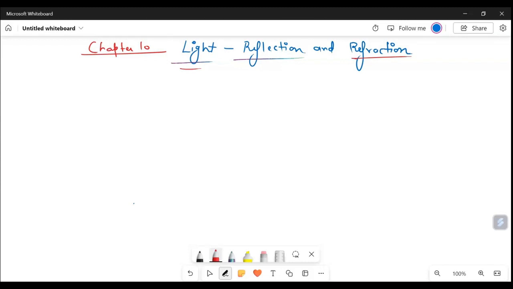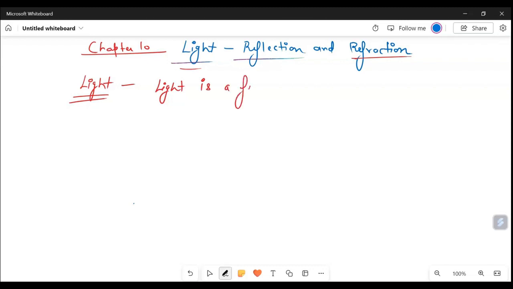What we need to do in this chapter, first, is understand what light is. You can make your notes here, that will be helpful in your board exam. What is light? Light is a form of energy. What is energy? You know that energy is like sound energy, heat energy. So light is also a form of energy. And the second point you need to remember is that it helps us to see. It enables us to see.